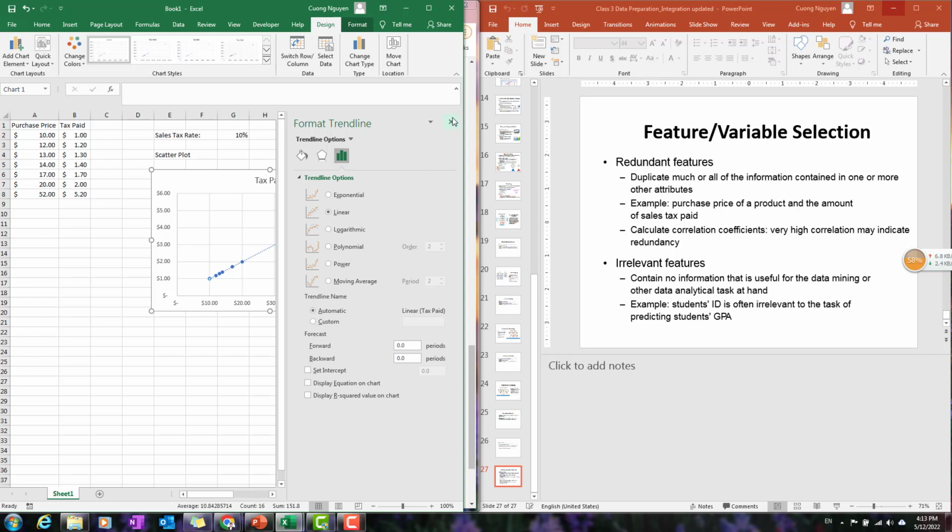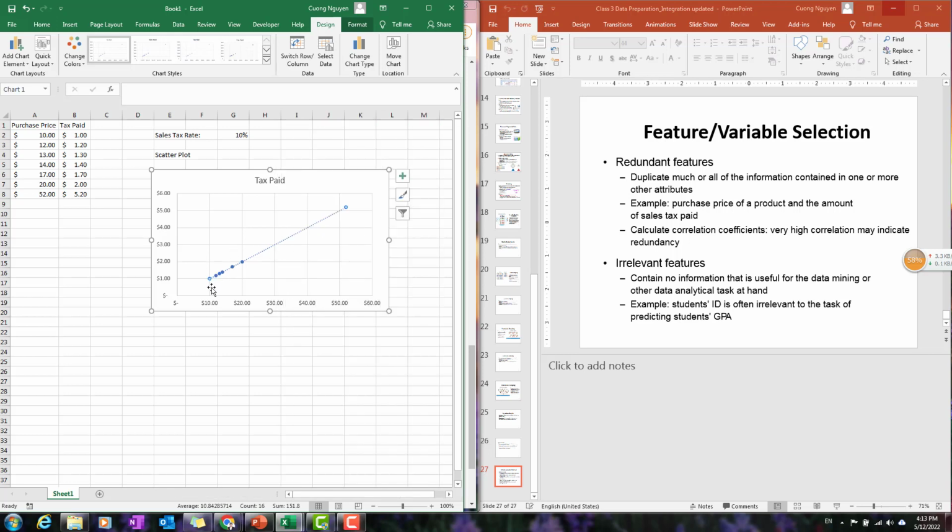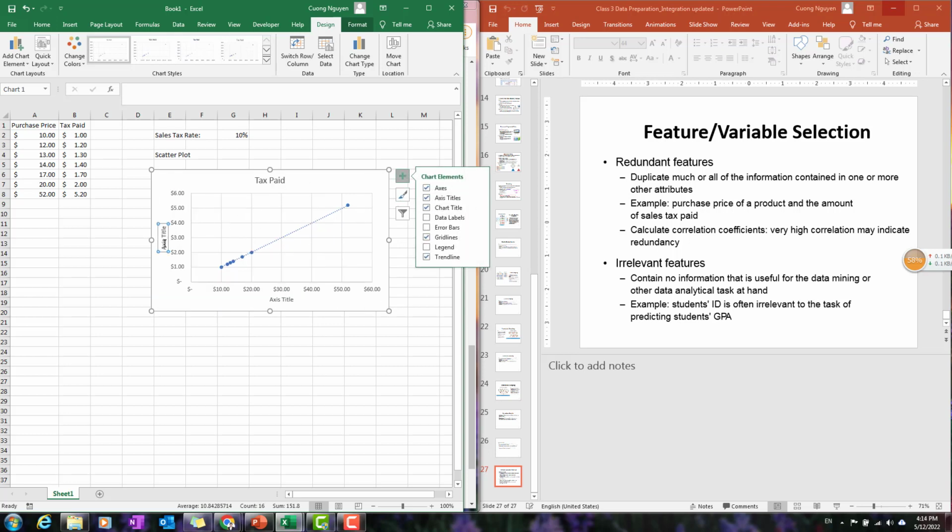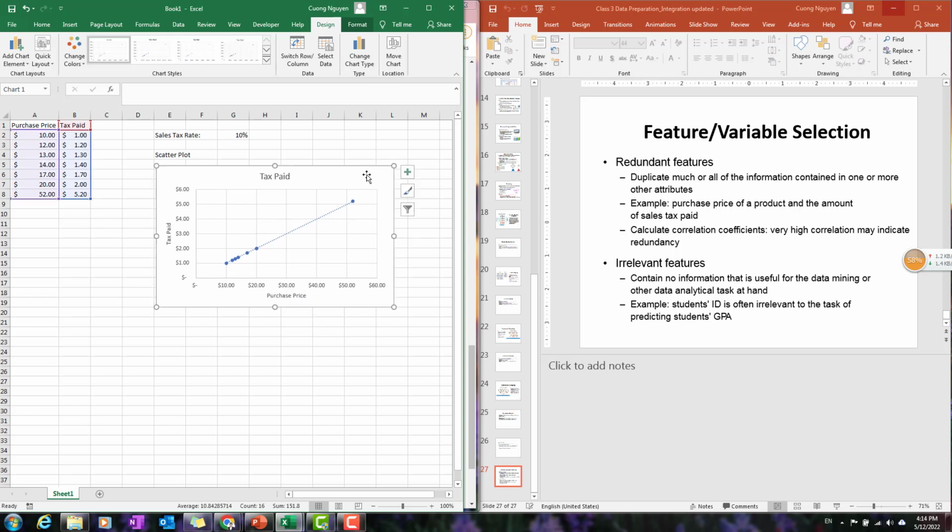So if you choose linear, you can see that all the data points lie along the line. We can add axis titles, and you see over here the tax paid and the purchase price are totally linear. That means they are redundant in the feature, redundant in meaning, and they exactly tell the same thing. So in this case, first of all, we can recognize the problem by looking at the scatter plot, or in another way, you can calculate the correlation coefficient.